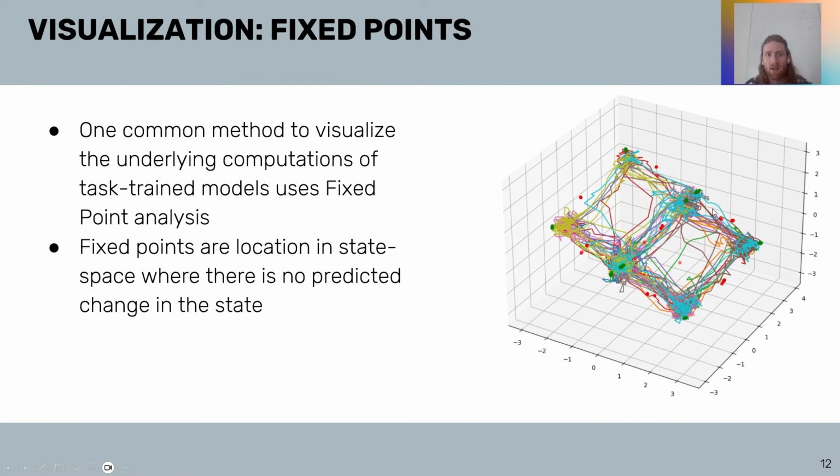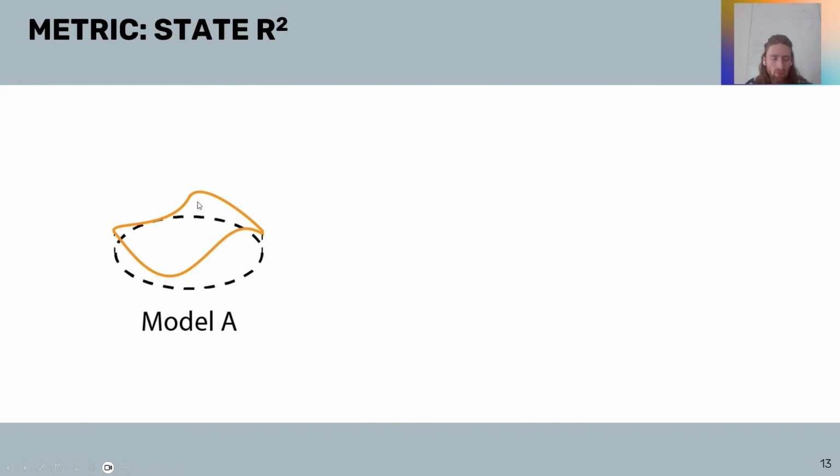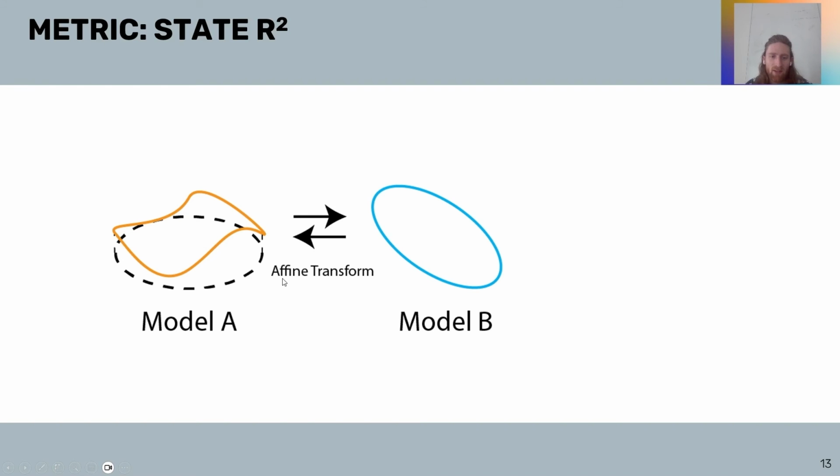The problem with fixed points is that they're not really quantifiable in an easy way. And so for that, we're going to use what's called state R squared. State R squared at a high level is just, imagine you've got two versions of dynamics. One of which, called Model A, is this wavy ring here, and another called Model B, which is this flat ring. If you were to do a linear affine transform, which essentially tries to rotate, scale, and translate one of these to put it right on top of the other, how well could you do that?